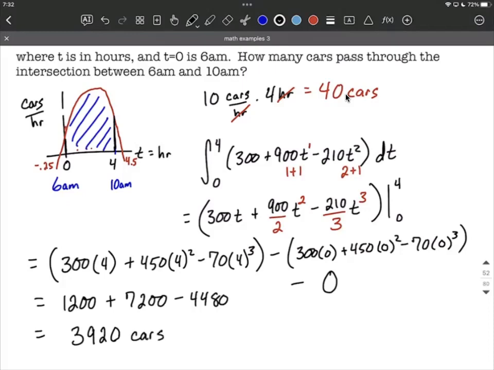All right, hope this helps out. I ignored that minus 0 at the end because really it's not going to affect our computation. So hope this helps you understand this problem a little bit better. Remember, this 40 cars that I got in the example was when I said it was a constant function going straight across. Our actual answer is going to be this 3,920 cars total.